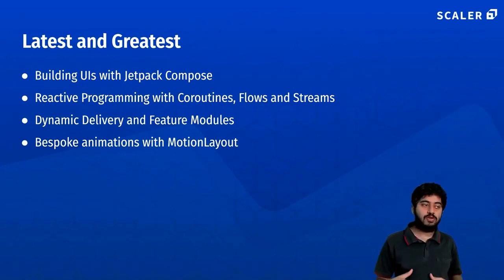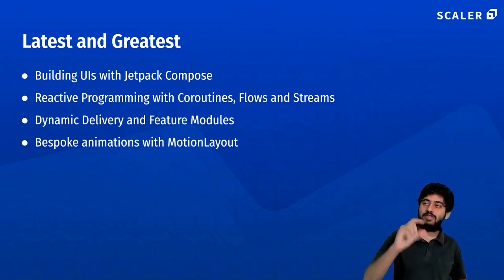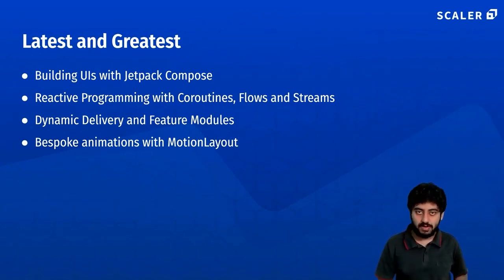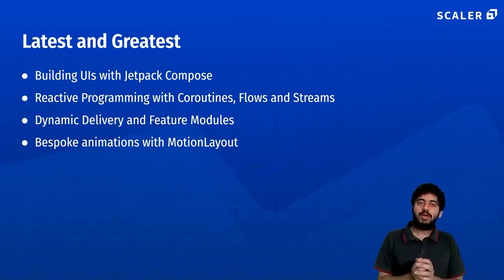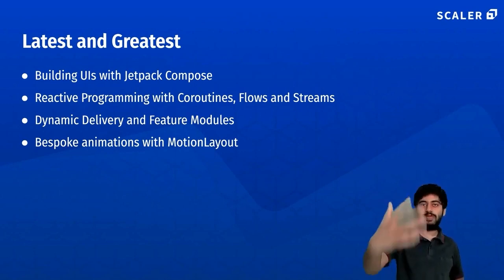Dynamic delivery. You can deliver smaller features of your app later on, after the app has been downloaded. So the app size becomes small, and people download the app. They can use the basic features. If they try to use a certain other feature, then the separate component of the app will get downloaded.